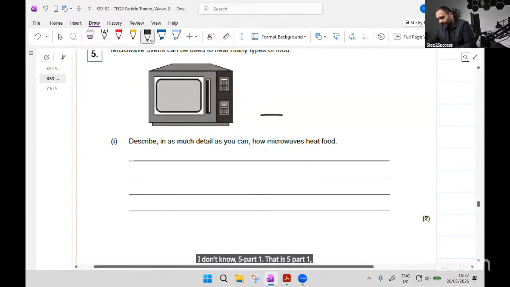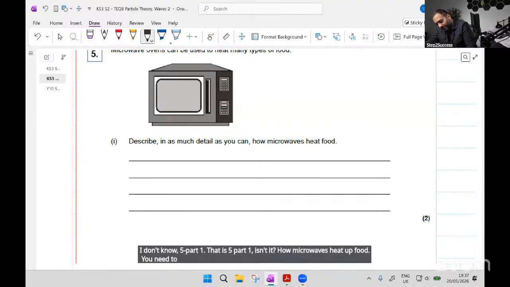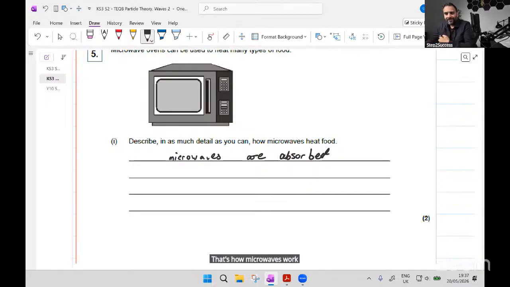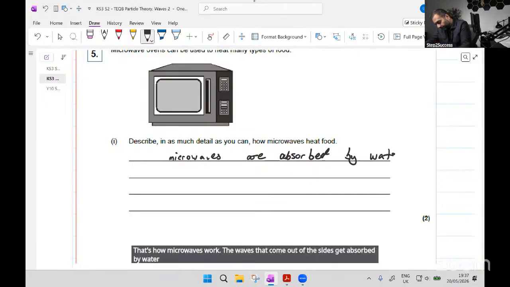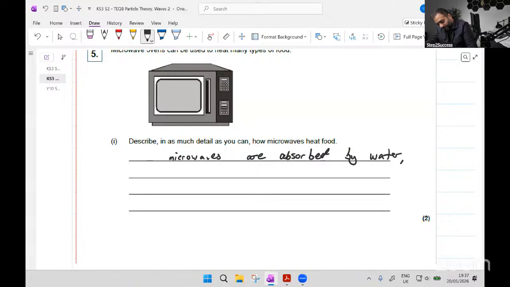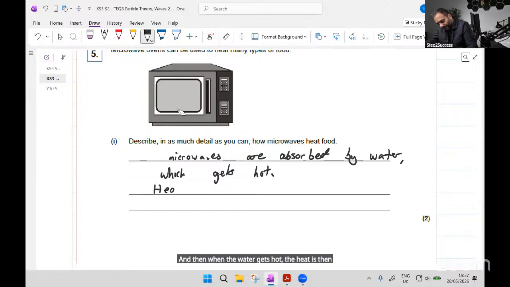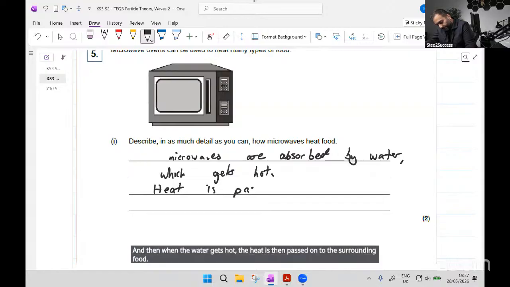How microwaves heat up food. You need to explain that the microwaves are absorbed by the water in the food. That's how microwaves work. The waves that come out of the sides get absorbed by water. And that water gets hot. And then when the water gets hot, the heat is then passed on to the surrounding food. That's why they're not very good, technically.